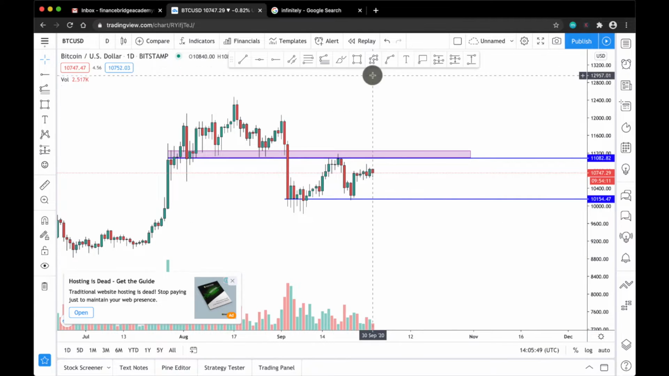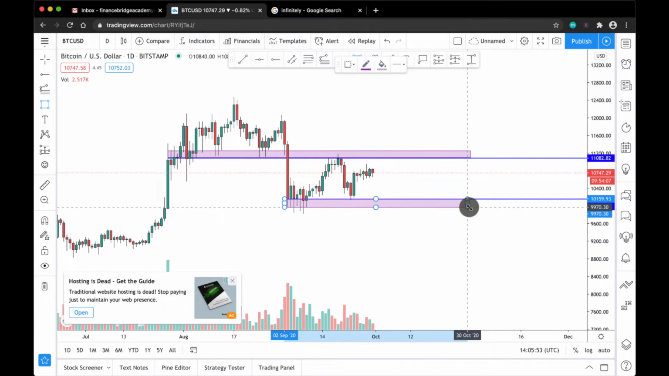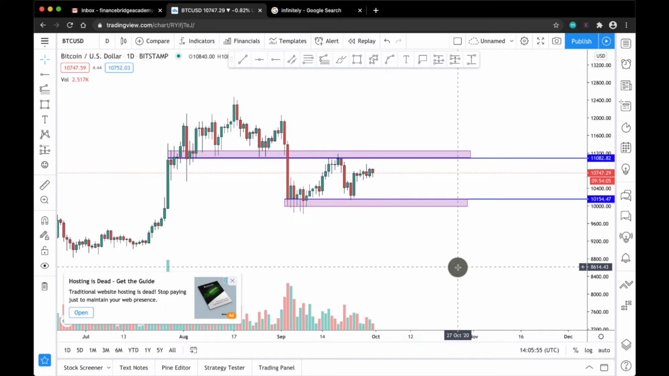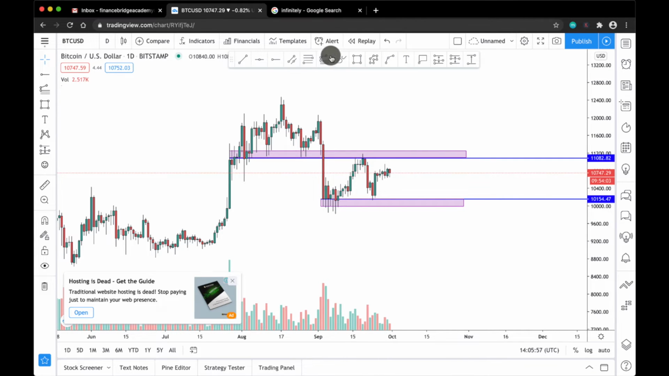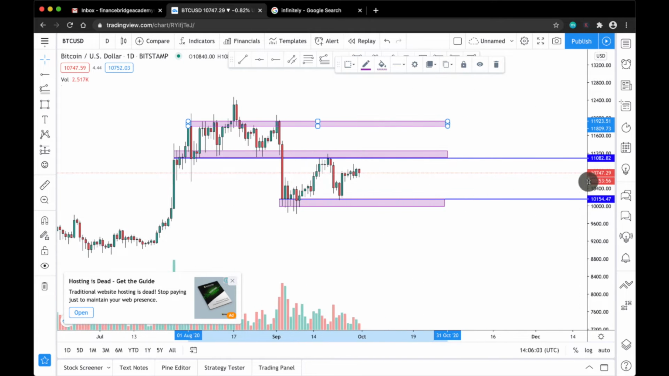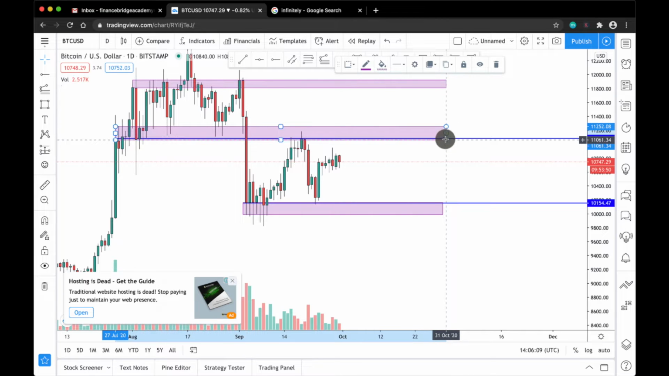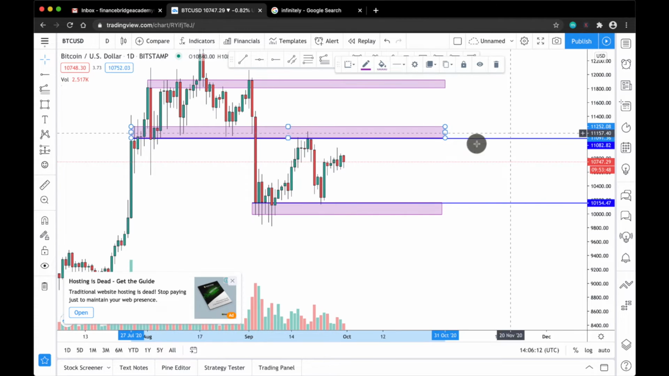So here I'm going to be picking the range, so I can just extend it a little bit. So that's a range. Do you understand? Here too, I can also pick a range. So that's how you use this rectangular tool. You can see that the chart is looking really good right now. So that's basically how you use a rectangular tool.